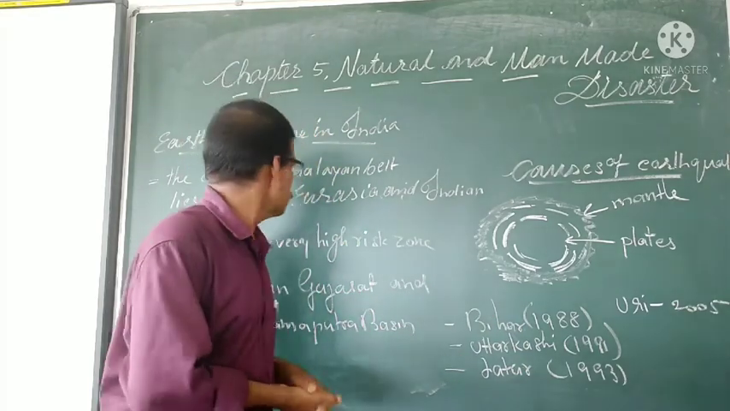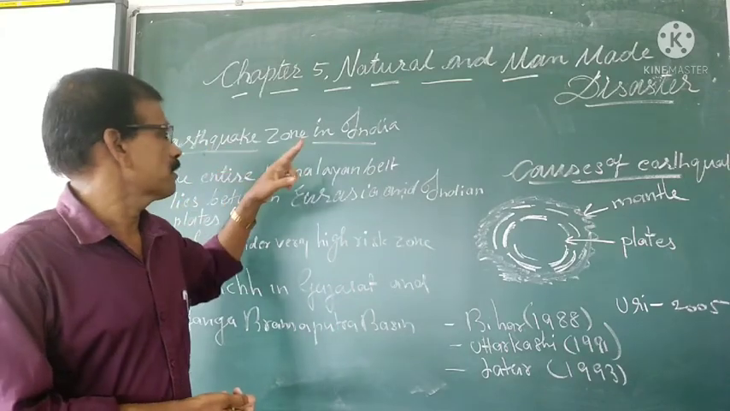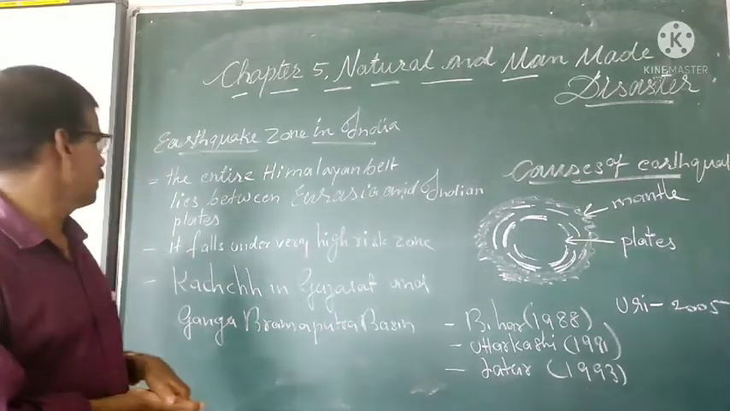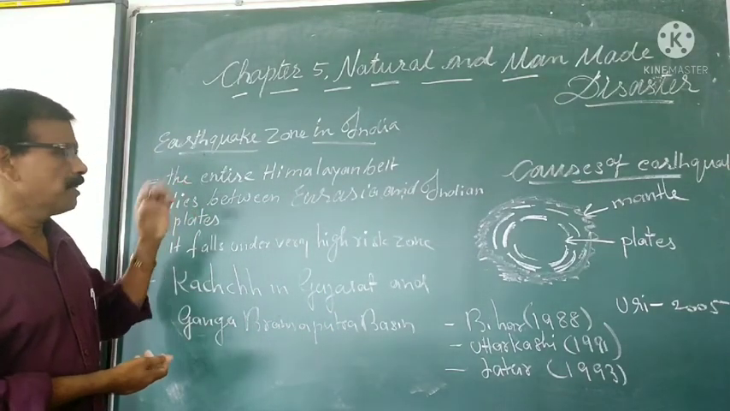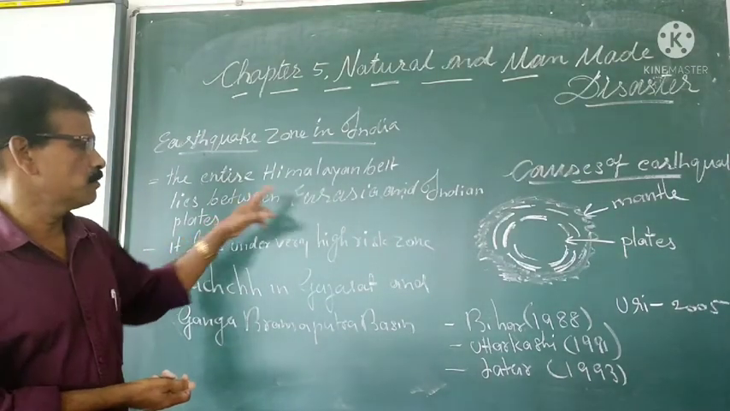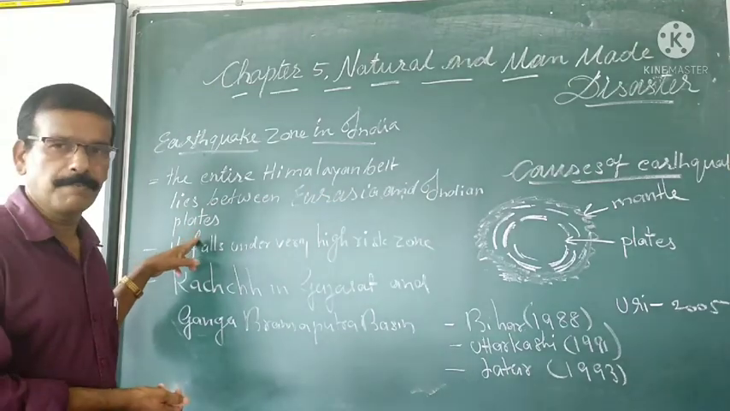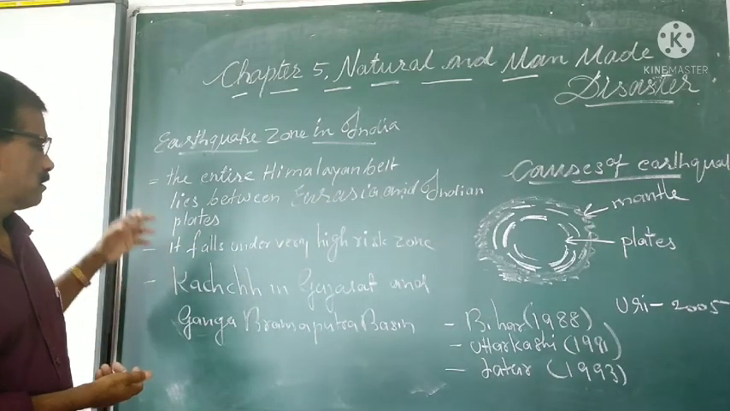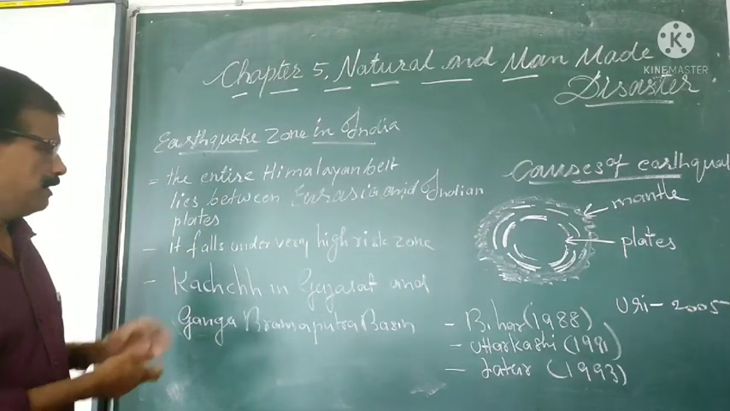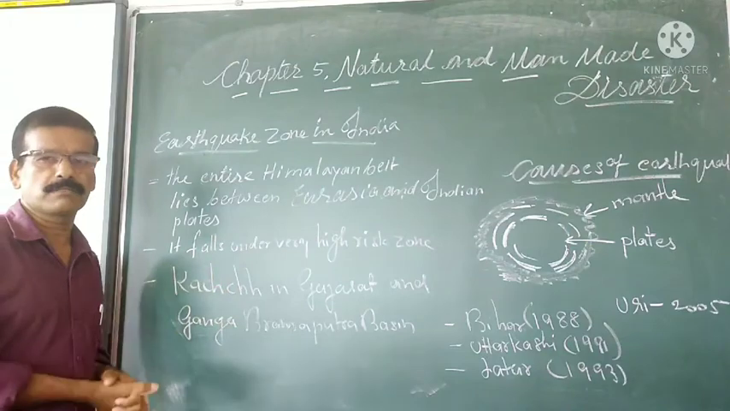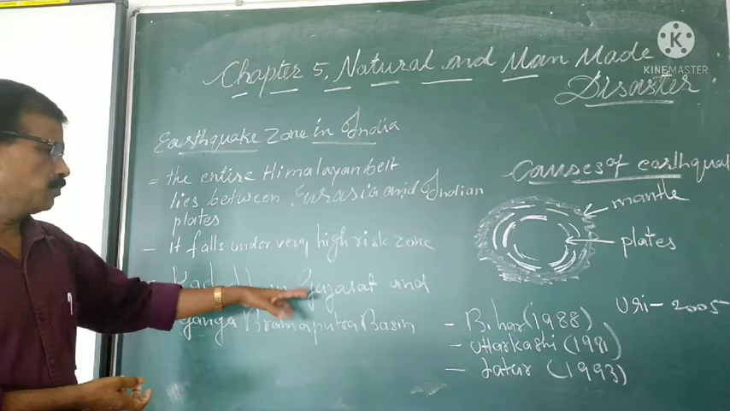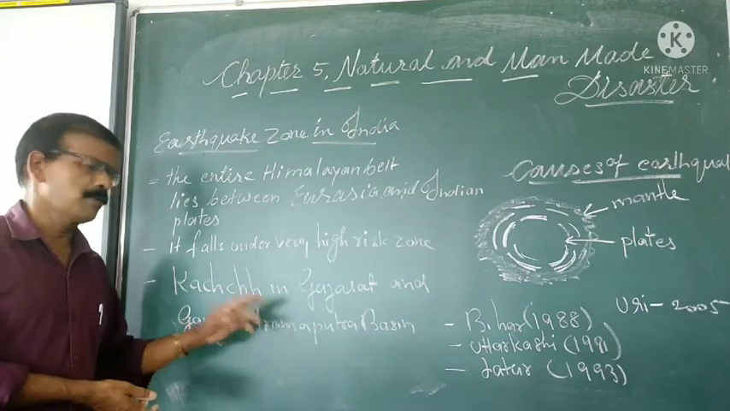Let us see the earthquake-prone areas in India. Here the entire Himalayan belt is prone to earthquakes because it lies between the Eurasian and the Indian plates. This area falls under a very high risk zone, and in India there are two places which are highly prone to earthquakes. These are Kutch in Gujarat and the Ganga-Brahmaputra plain.